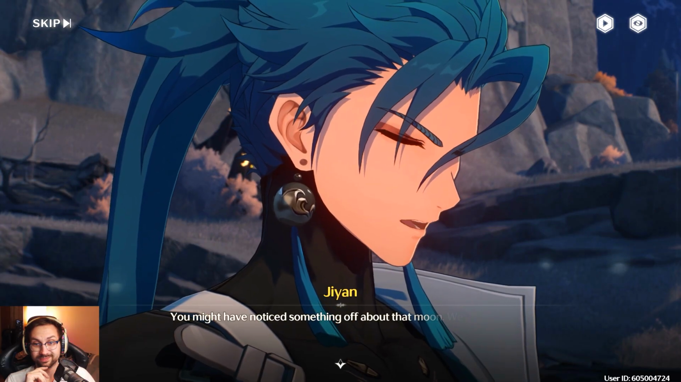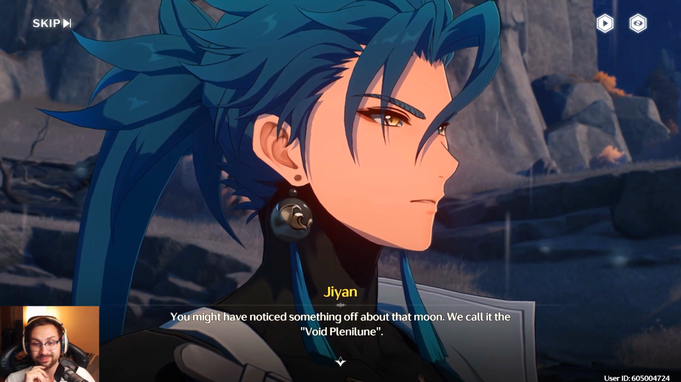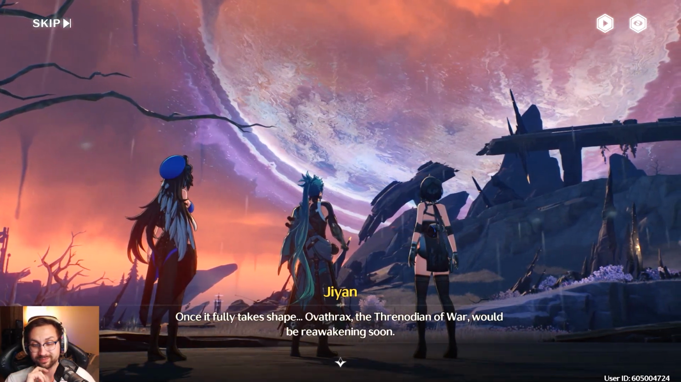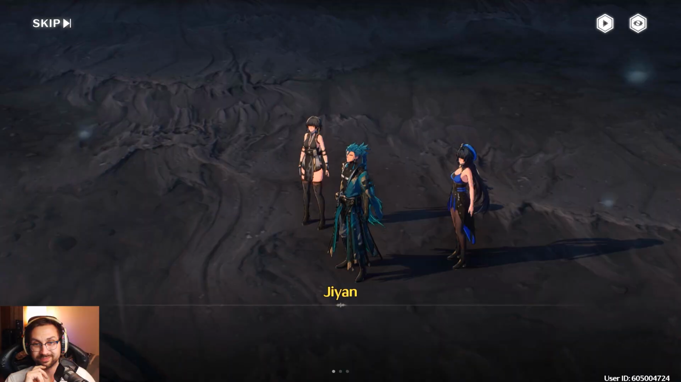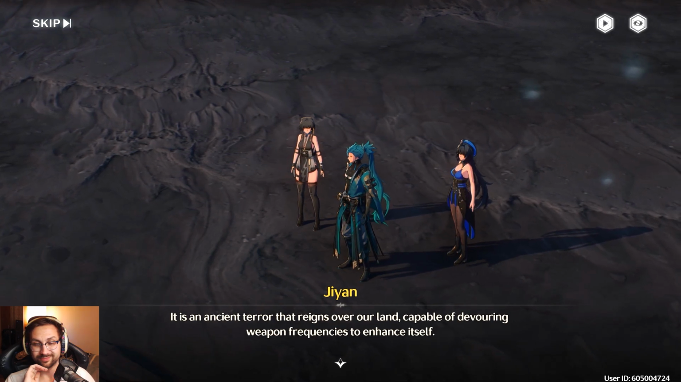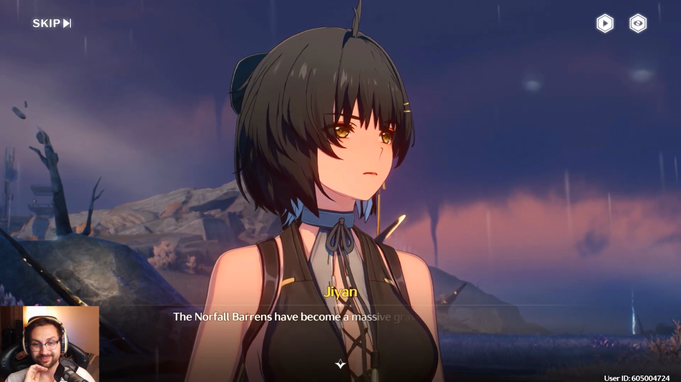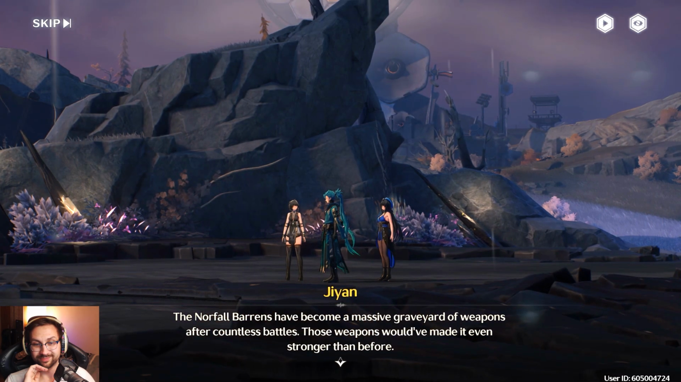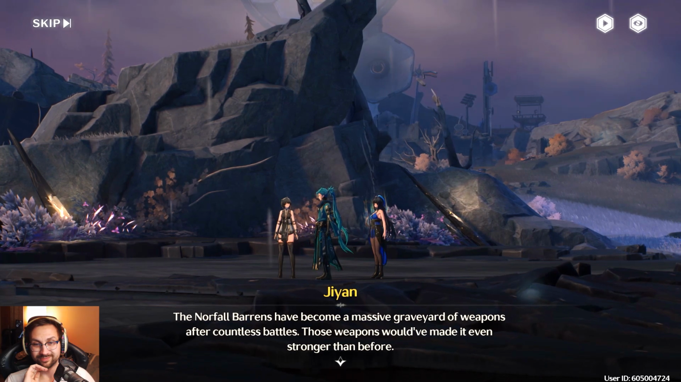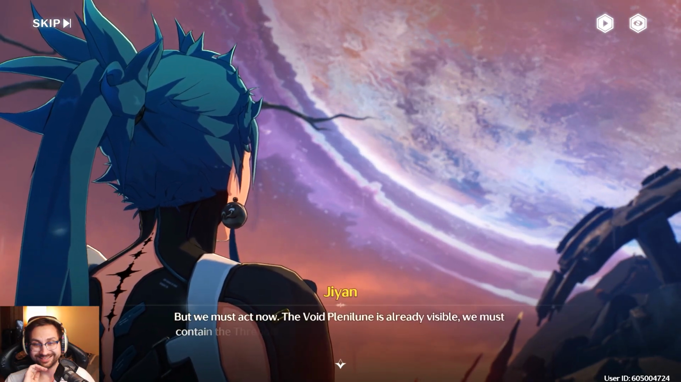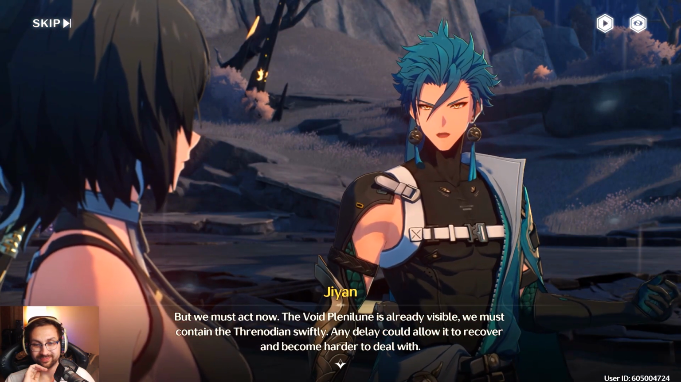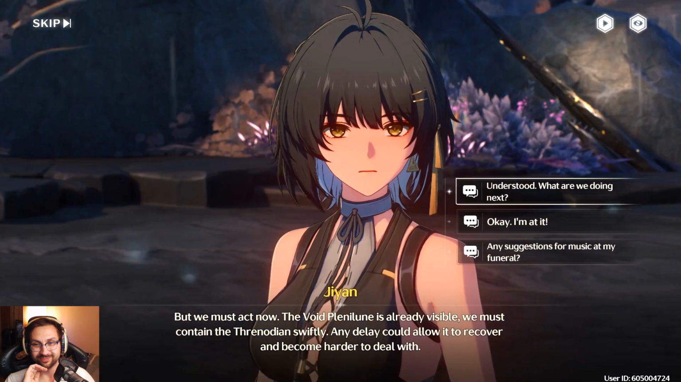You might have noticed something off about that moon. We call it the Void Plenilune. Once it fully takes shape, Overthrax, the Threnodian of war, would be reawakening soon. It is an ancient terror that reigns over our land, capable of devouring weapon frequencies to enhance itself. The Northfall Barrens have become a massive graveyard of weapons after countless battles. Those weapons would have made it even stronger than before, but we must act now. The Void Plenilune is already visible. We must contain the Threnodian swiftly. Any delay could allow it to recover and become harder to deal with.